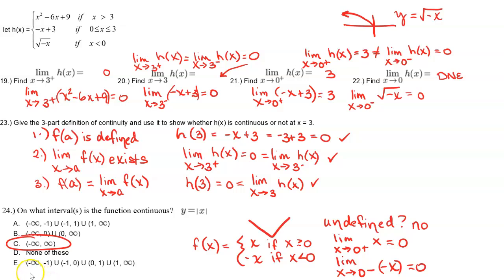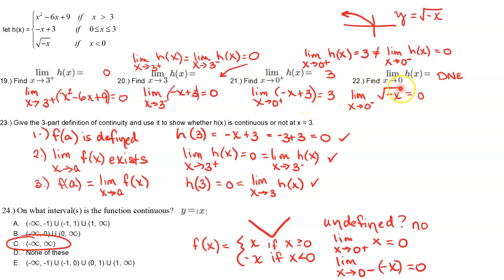All right, so let's look at number 21. For 21, they ask us to find the limit as x approaches 0 from the right. If we're approaching 0 from the right, those are the values that are larger than 0, so that's going to be this piece. So we're going to take the limit as x approaches 0 from the right of negative x plus 3. Since that's a polynomial, we can do direct substitution and plug in. That would just be negative 0 plus 3, or 3.